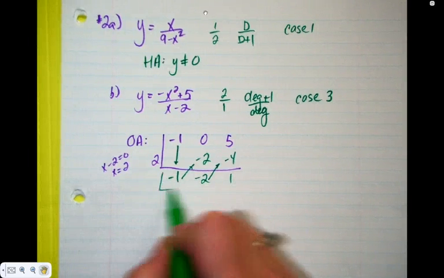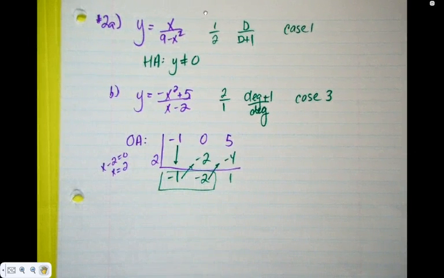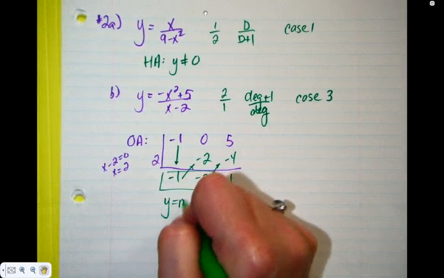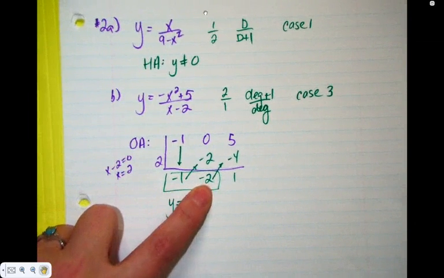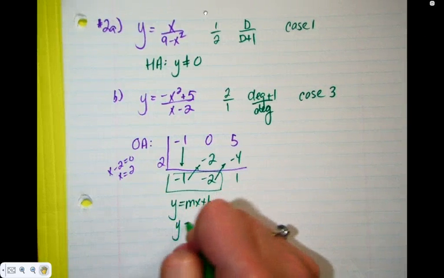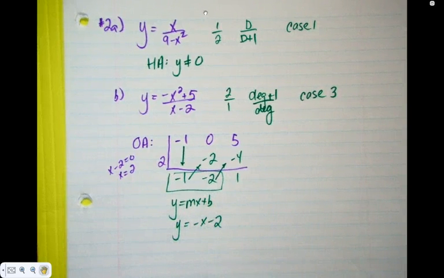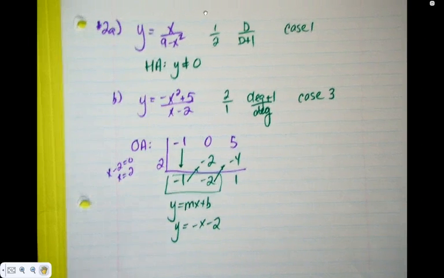The only 2 numbers I care about are the first 2. And an oblique asymptote is just a straight line. And what's the equation for any kind of straight line? y equals mx plus b. The first number is m. The second number is b. So my oblique asymptote is y equals negative x minus 2. Again, at the beginning, I know there's a lot going on. The more you do these, you're going to see it becomes really easy.